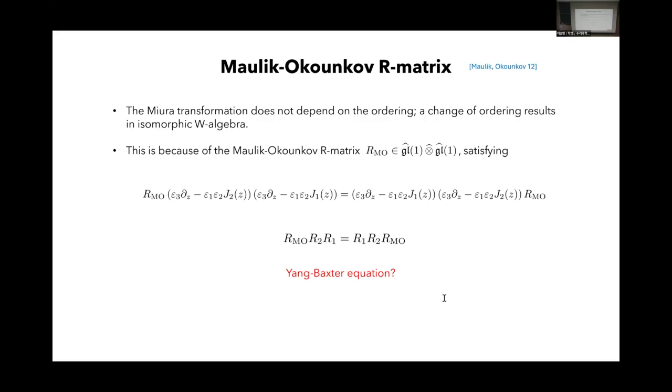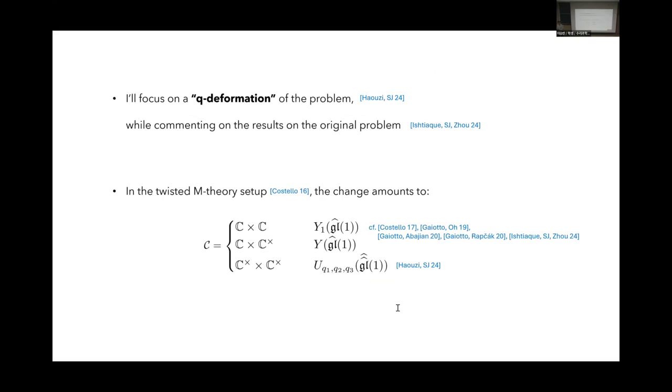kind of Yang-Baxter equation. But to say this is really a Yang-Baxter equation, you have to say which quantum group it is and which representation they are intertwining. So that's the subject of this talk. Although I started from this free-field realization of the W algebra, in this talk I will actually talk about some Q deformation of the problem. I will occasionally comment on the result of the original problem, and I will explain what the Q deformation is in the next slide.